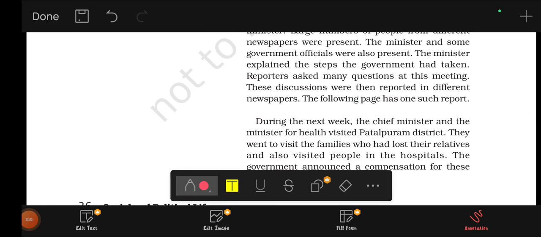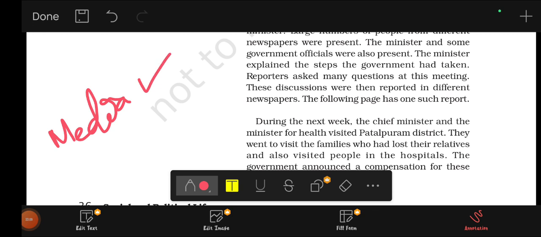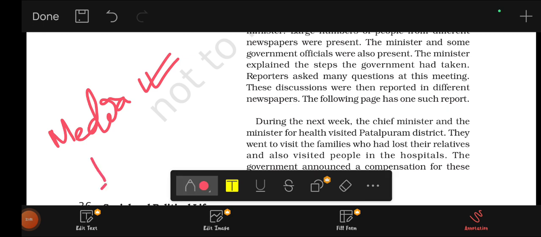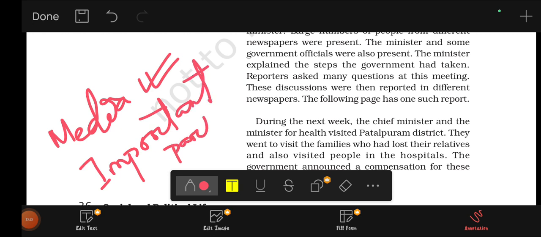That means the media is also an important part of a democracy.